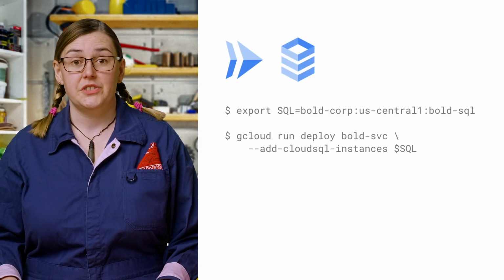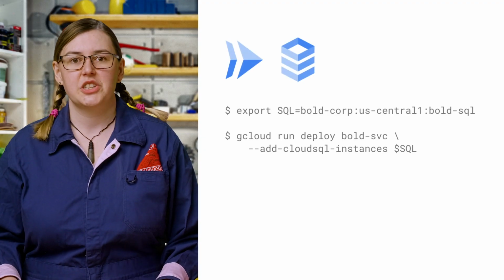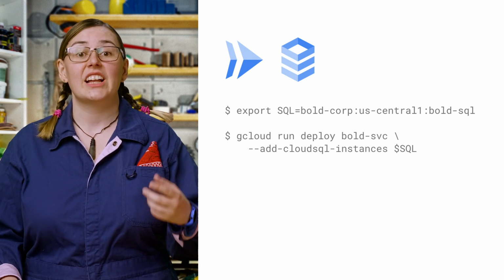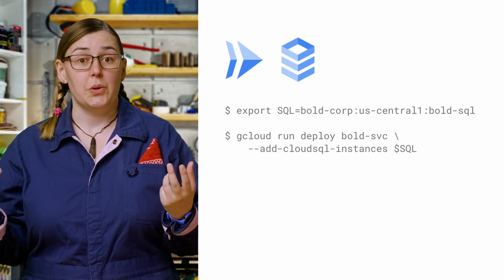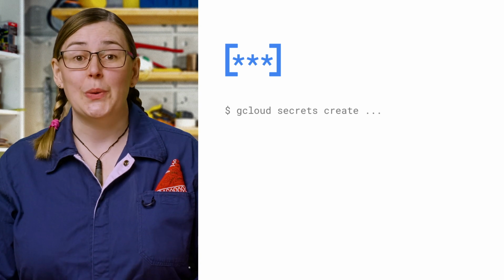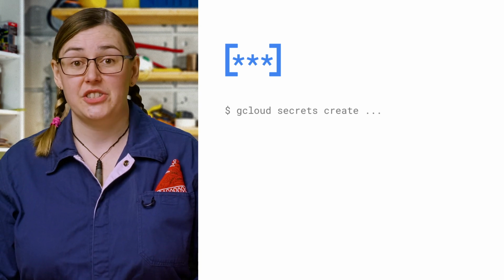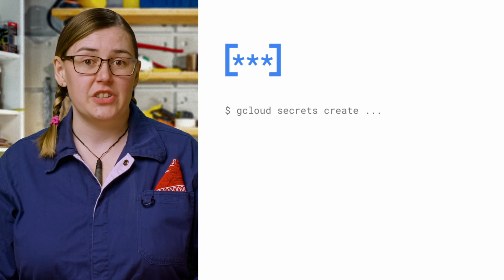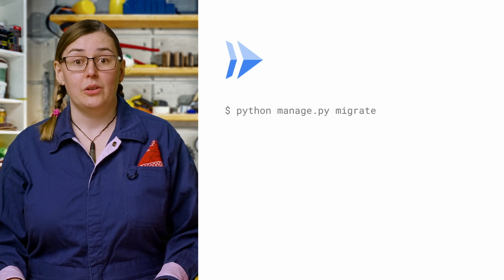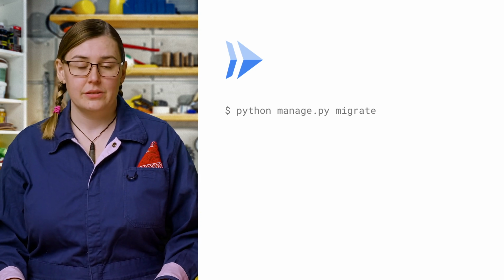When Parker first deploys their Cloud Run service, they'll need to set the add Cloud SQL instance parameter, linking their Cloud Run service with the Cloud SQL database. This allows the service and the database to communicate over an automatically encrypted connection. Django will also need a connection URL containing not just the database hostname, but also a database username and password. We can encrypt this variable using Secrets Manager. Running the manage.py migrate command will then apply their database migrations.